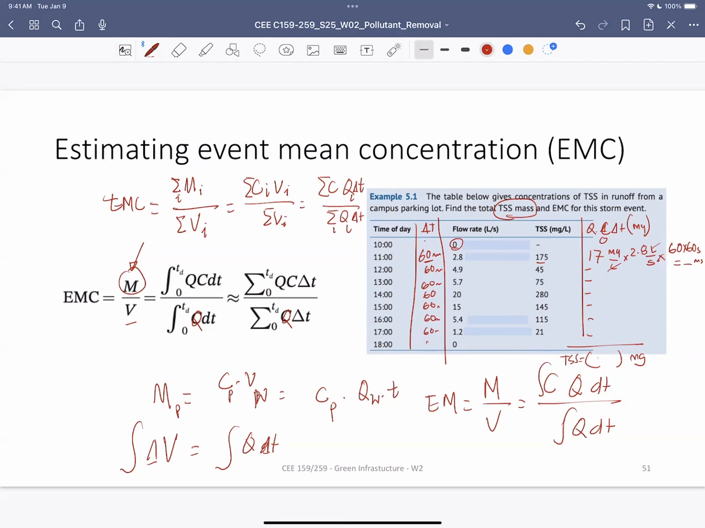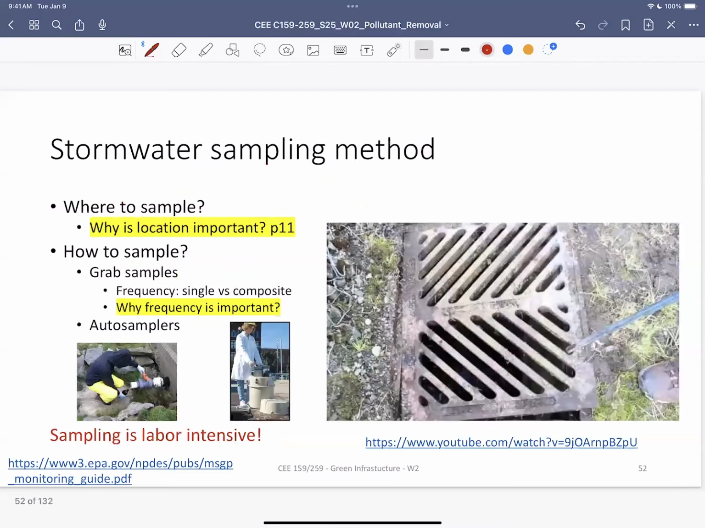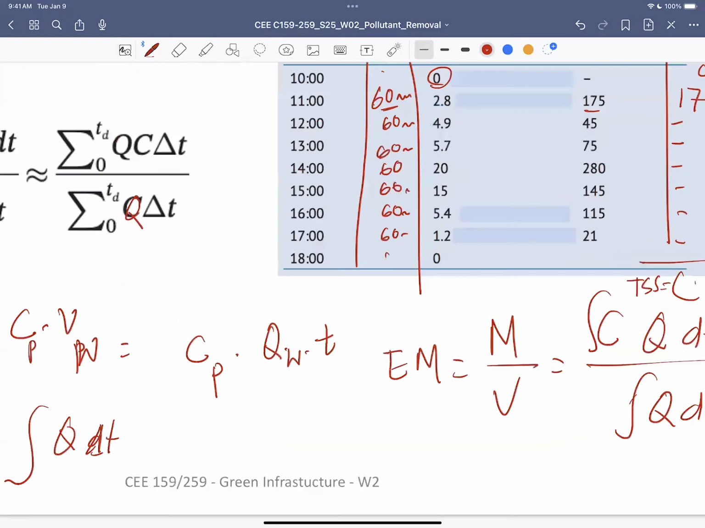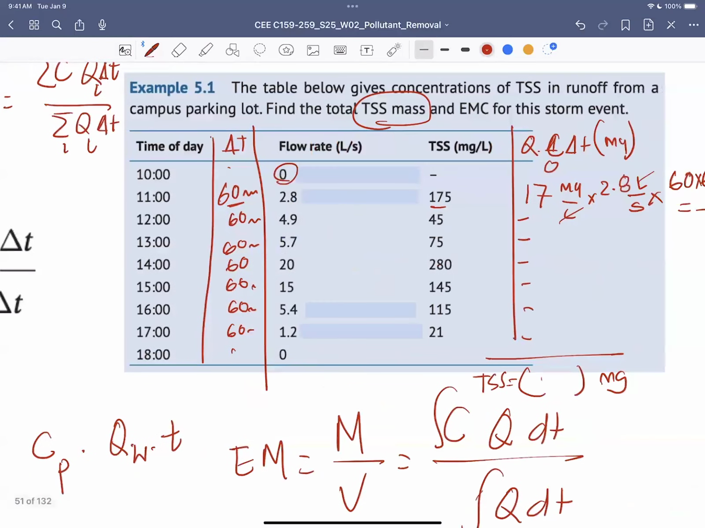So you take the entire mass, which is this, divided by the total volume. If you know how much volume, you will be able to predict. So how do you calculate the total volume? Again, let me write it here. The amount of water, delta V, in this time: if you multiply Q times delta T, you'll get the amount of volume.